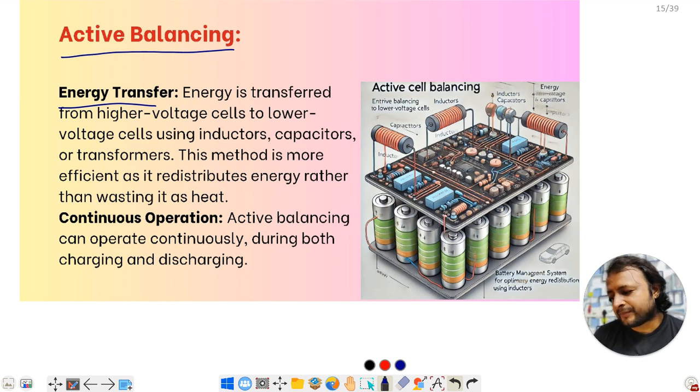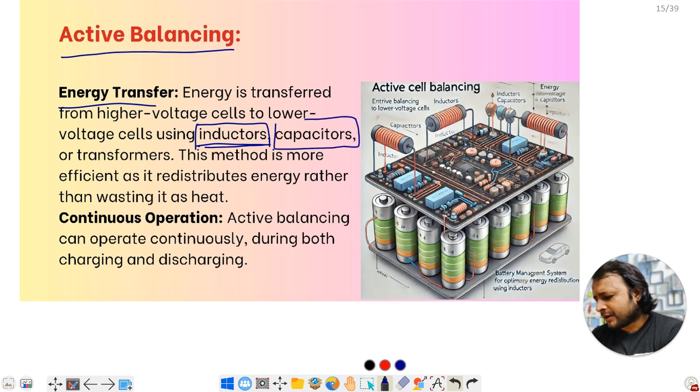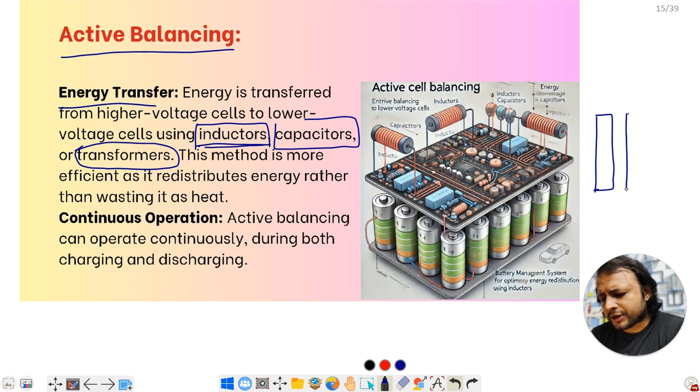And energy transfer in active cell balancing: what we are doing is using inductors, which is very important. With the help of inductors and capacitors, we can say transformers. Suppose I am taking just two cells, just for example, so that you can get it. This one is charged up to 90% and this one is charged up to around 70%.